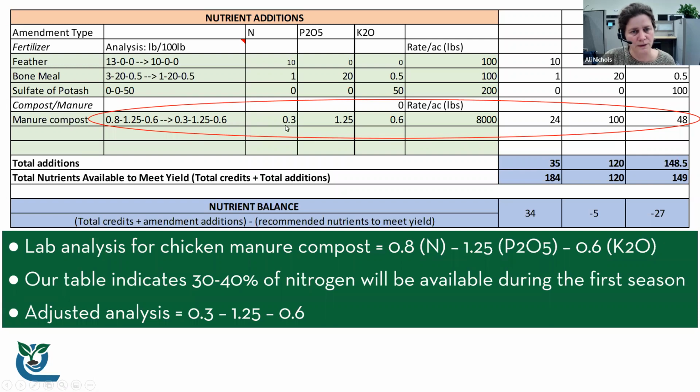And we noted that the WSU guide says only 30 to 40% of the nitrogen from a manure compost will actually be available that first year. So that's the amount that I'm going to plug into my calculator, as opposed to that higher value. And here the calculator tells me if I apply 8,000 pounds of composted chicken manure, that I'll be adding 24 pounds of nitrogen, 100 pounds of phosphorus, and 48 pounds of potassium, roughly. So that's how that looks.